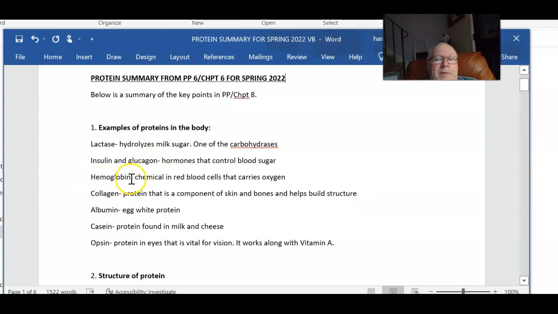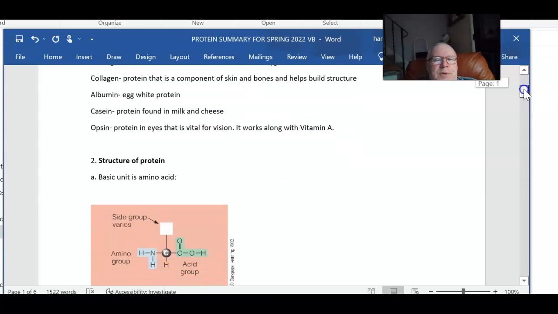Hemoglobin you should know about. Collagen, albumin or egg white protein, which you can denature just by heating it up, and it goes from a clear viscous material to a white solid material. Casein and opsin. This is something we'll study when we get into vitamin A. This is a protein that helps in vision. It works along with vitamin A to help in vision.